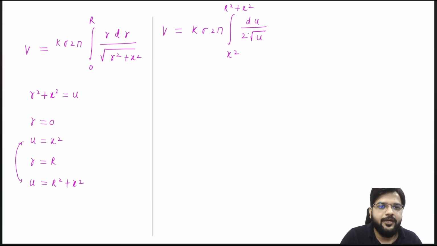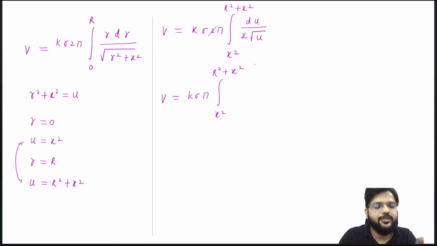Now the next thing is what? Take 2 outside the integration because it is constant. So this 2 and this 2 will get cancelled out, everyone. Now in the next step, what we can do here, k sigma pi, x square to r square plus x square we have. Correct? So root u can be written as what? Root u can be written as u power 1 by 2. If it goes in the numerator, then it is u power minus 1 by 2.